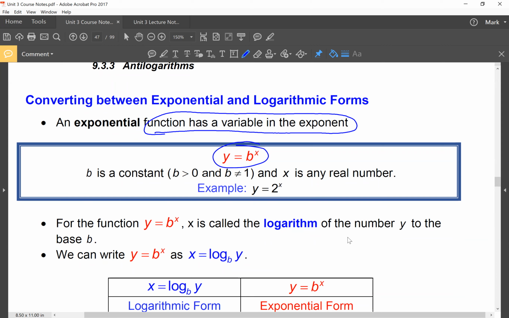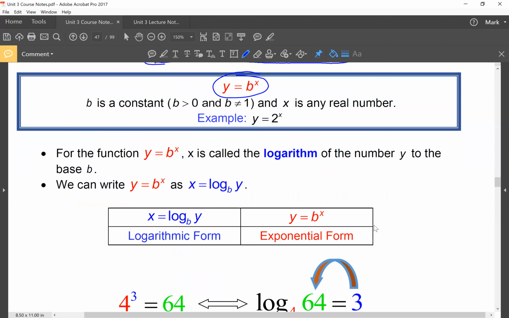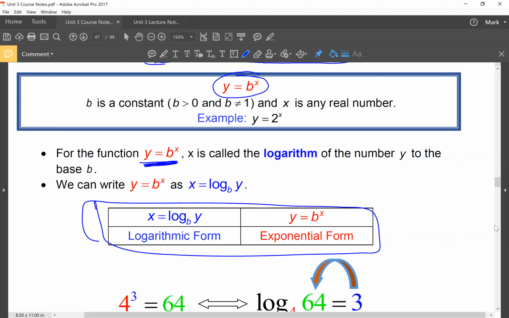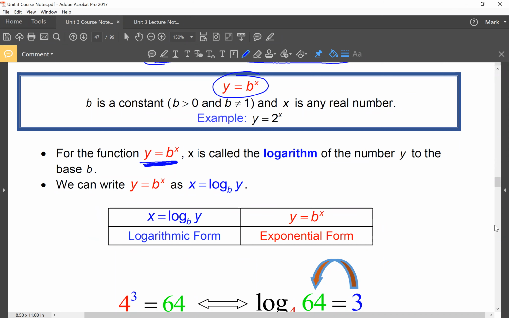I'm going to show you what a logarithm is. A logarithm is a way to rewrite what's called an exponential function. So you can see here in the red and the blue, there's a way to write this as a logarithm and a way to write this as an exponent or exponential. So the logarithmic form, x is equal to log base b of y, and the exponential form, y equals b to the power of x. So you can kind of see the similarities with these.